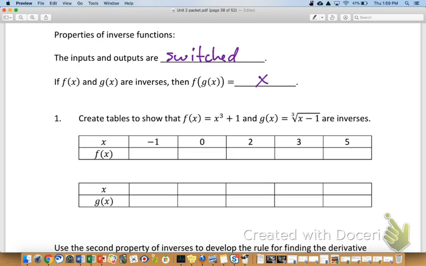So this says create a table or create tables to show that f and g are indeed inverses. So go ahead for f, plug in the negative 1, 0, 2, 3, 5. I'll be doing the same thing quietly up here. We're just doing inputs of x into f of x. We're looking for some outputs. Ready, set, go.